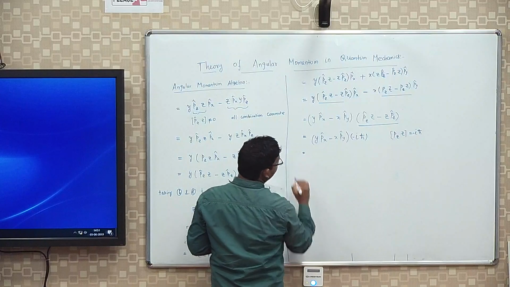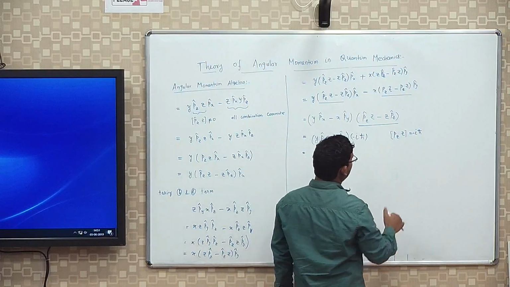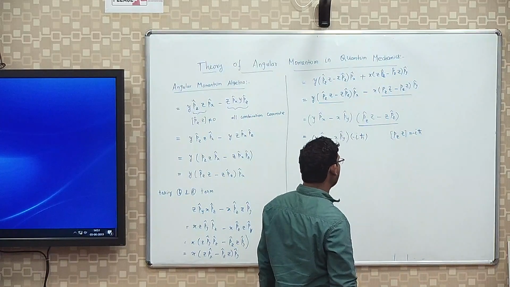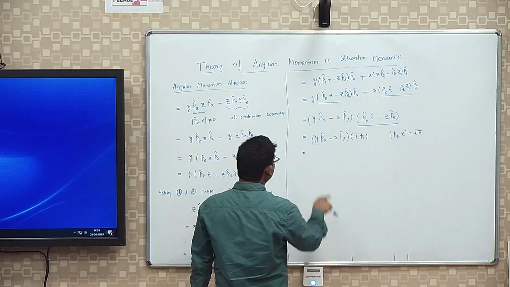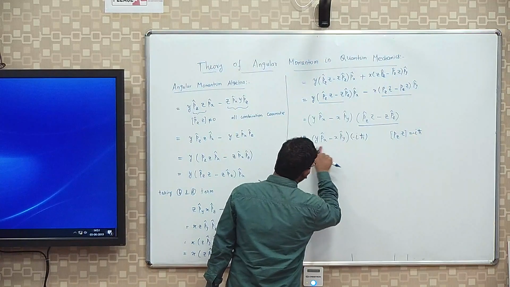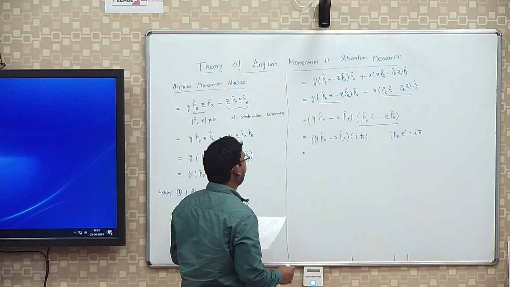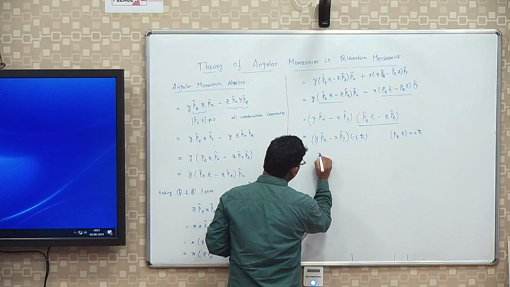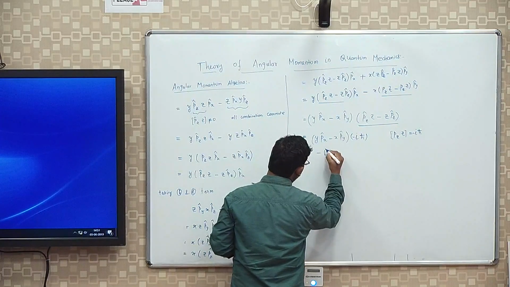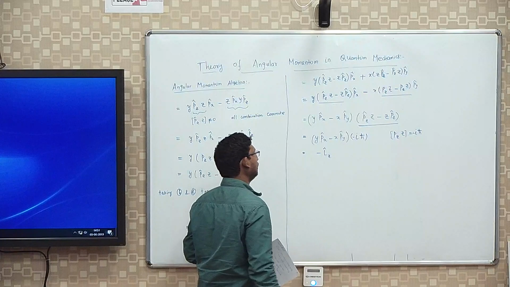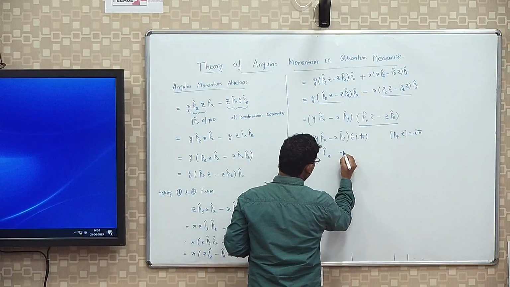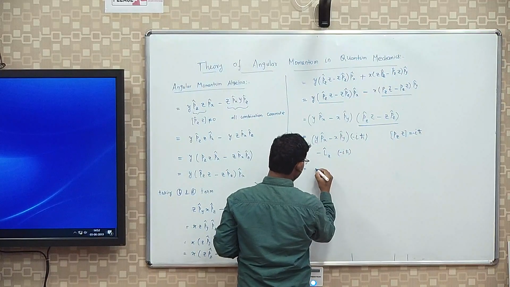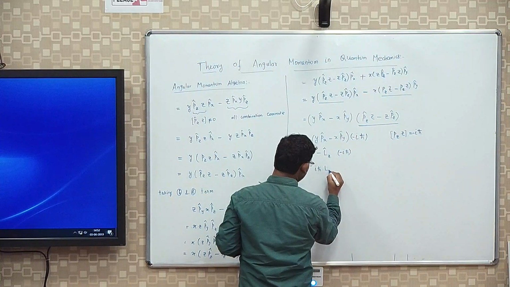So commutation of Pz with Ez will give you minus i h cross, and this value is associated with the angular momentum operator in the z direction, and this is i h cross. So it will give you i h cross Lz.